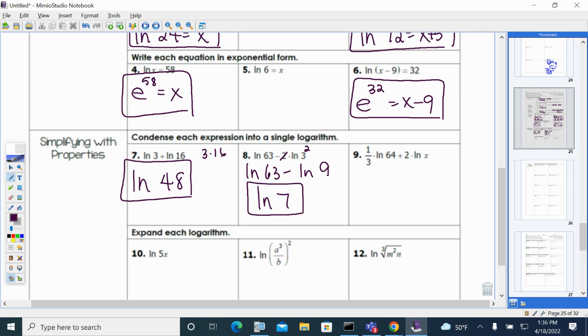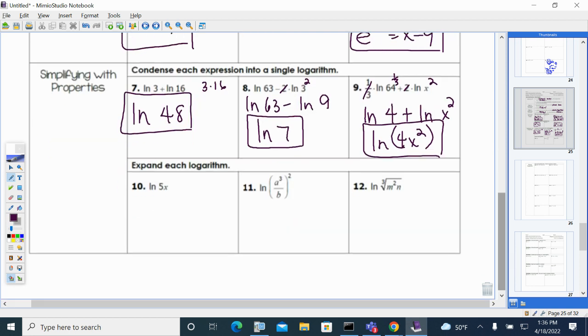And then number 9 is the same. I'm going to move my 1/3. It's a product, now it's a power. Same thing for the 2. The plus in the middle means I need to multiply. So let's reduce this. Natural log 64 to the 1/3 power is the cube root of 64, which is 4. And then we're going to multiply, and we get our 4x squared. I'm going to put parentheses around that because there's more than one thing going on.